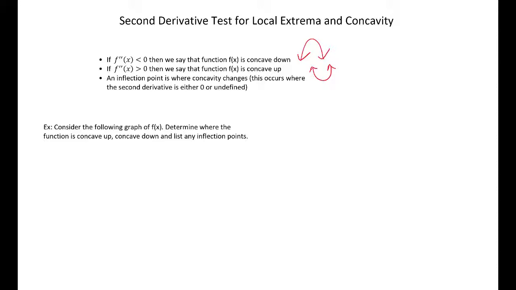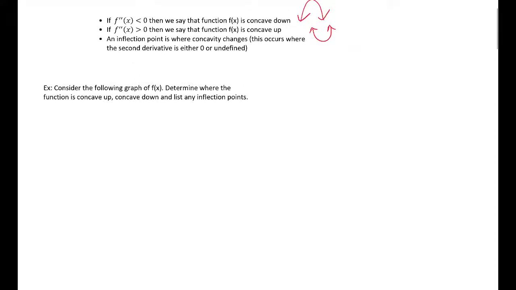If this sounds kind of familiar, it's very much related to what we did for a critical value. And we said a critical value is where a first derivative is either 0 or undefined. Okay, here we go. For example, consider the following graph. I'm going to draw a graph in a second. And I want us to determine where the function is concave up, where it is concave down, and list any inflection points.